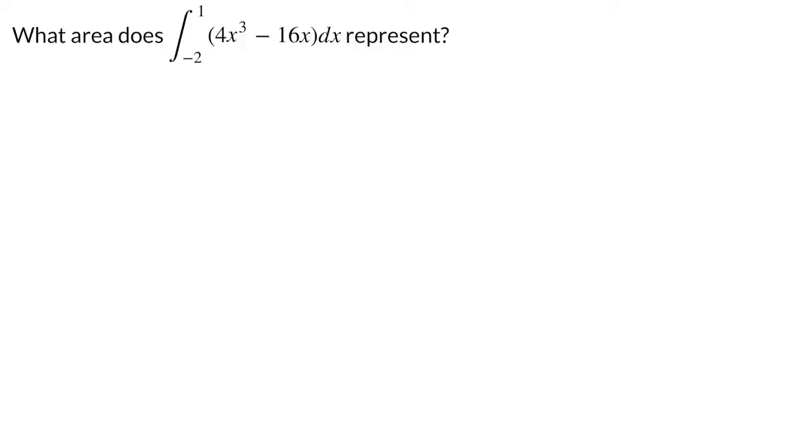Let's look at one final example. If we take the integral from -2 to 1 of the function 4x cubed minus 16x, we will get a number since it is a definite integral. In terms of area, what does that number represent? For starters, let's go ahead and compute the integral.